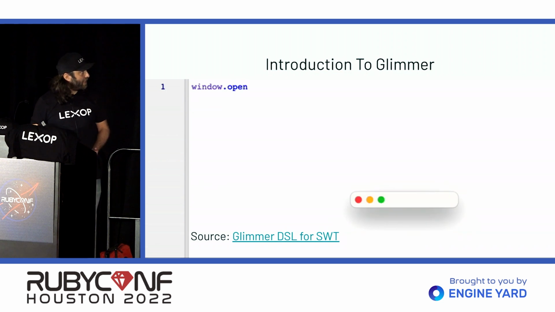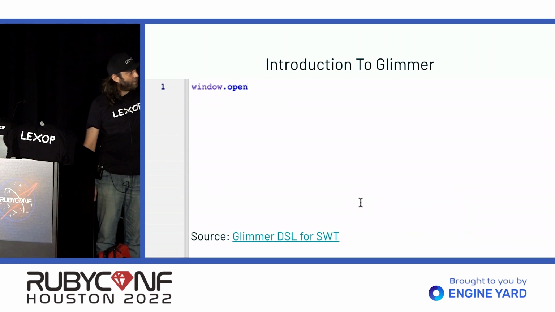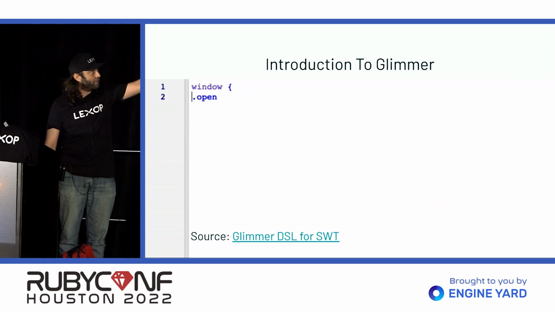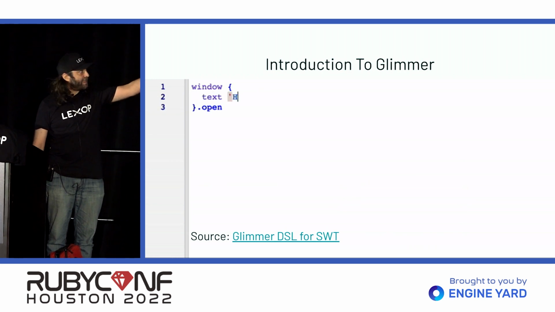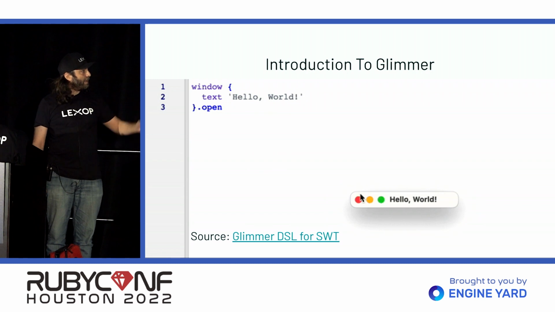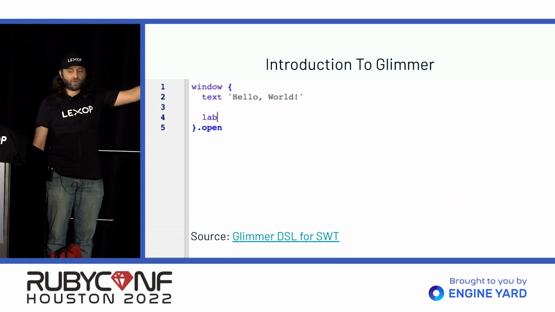So here's an introduction to Glimmer. If you just say window open, it opens a window that's completely empty. So it's the simplest syntax possible to open a window. It doesn't get more simpler than that. You add a text, and that adds a title to the window.